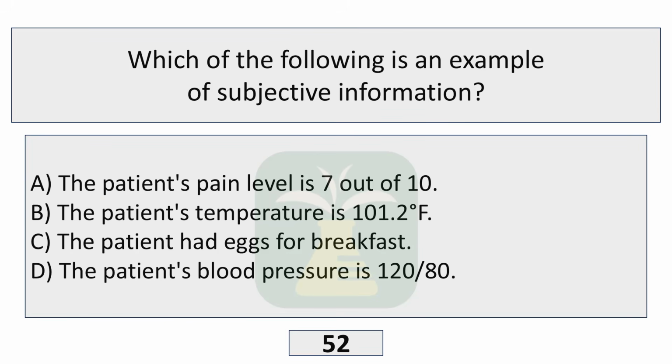Which of the following is an example of subjective information? A. The patient's pain level is 7 out of 10. B. The patient's temperature is 101.2 degrees Fahrenheit. C. The patient had eggs for breakfast. D. The patient's blood pressure is 120/80.